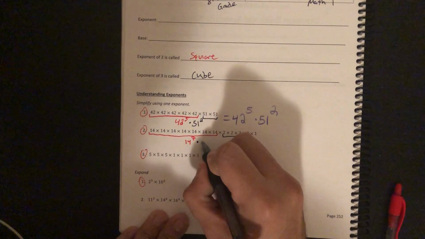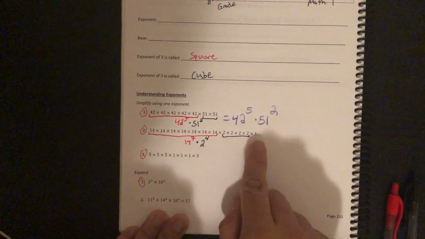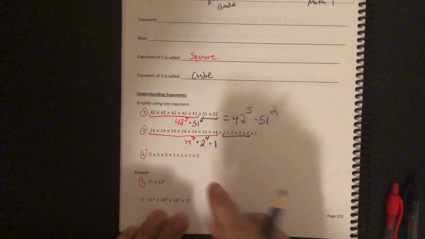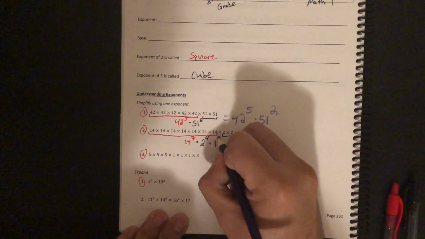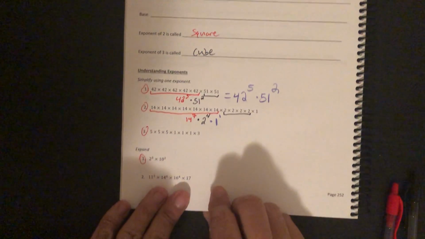So we can say times 2 to the power of 4 because there's 4 2's. And of course, I only have 1. So I can just say times 1, or I can say times 1 to the power of 1. It really wouldn't change the answer, okay? Now let's move on to number 3.